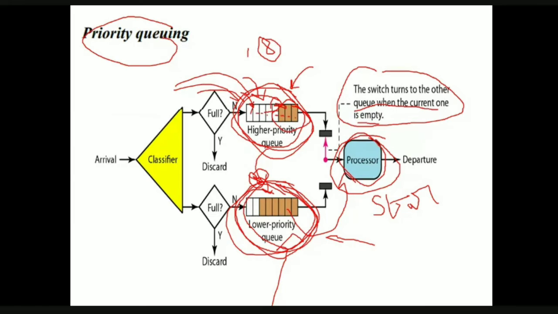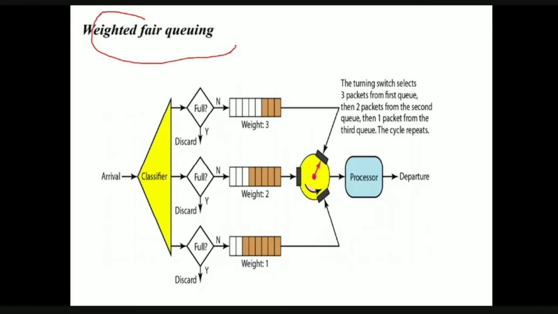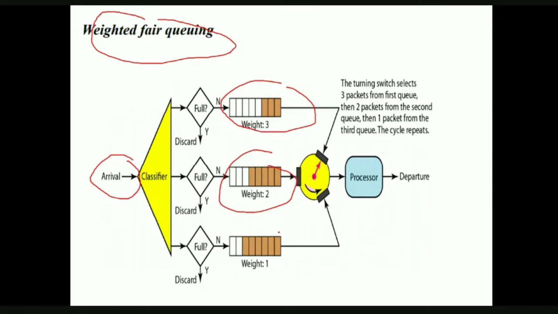So we have a third kind of queuing technique, which is the weighted fair queuing technique. Here also we have different classes. Whenever packets arrive through a particular flow, the classifier classifies the packets into different queues, that is Q1, Q2, and Q3.